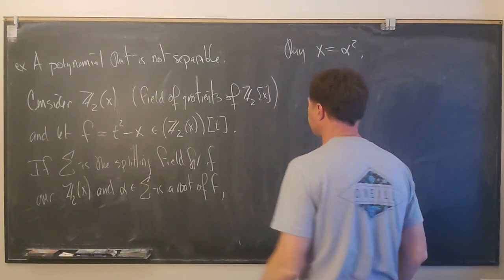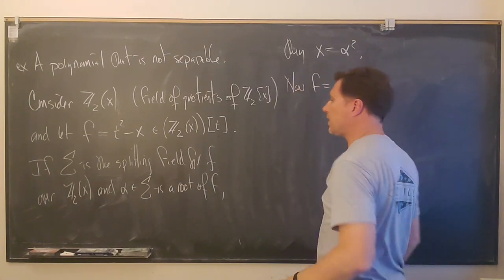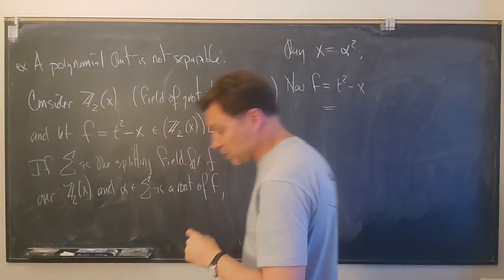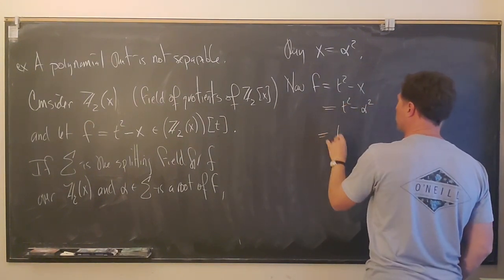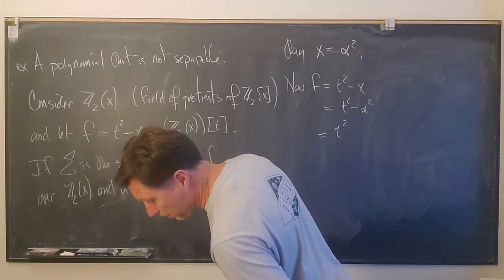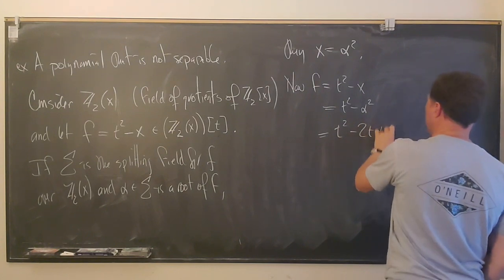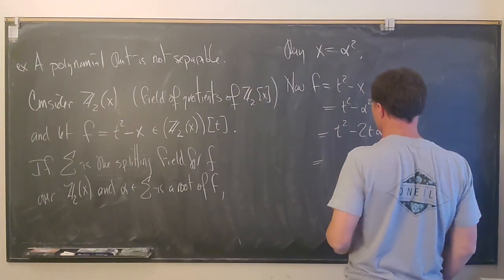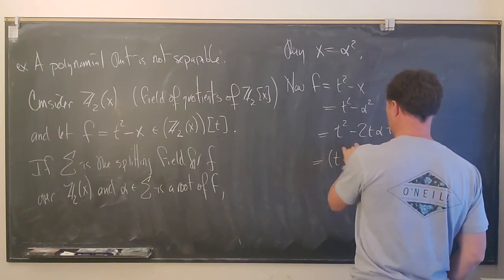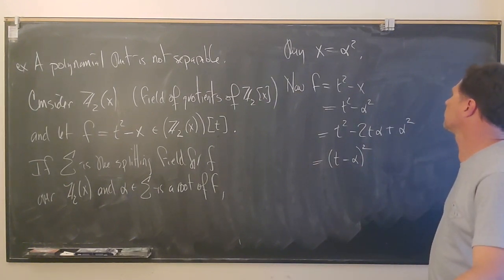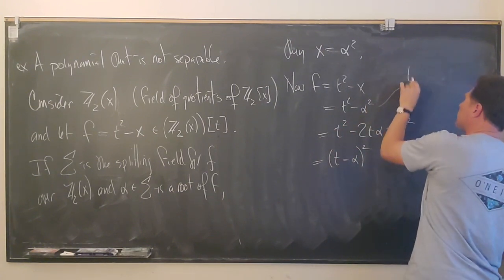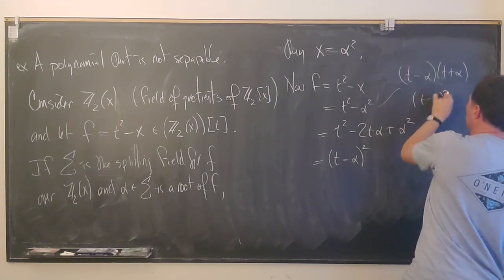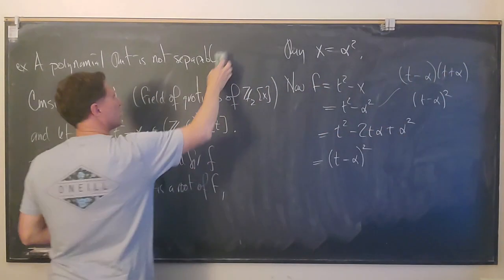So now f, that's equal to t squared minus x, which equals t squared minus alpha squared, which equals t squared minus 2t alpha plus alpha squared, right? We're in characteristic 2, and so plus and minus mean the same thing. And then this is equal to t minus alpha quantity squared. I could have done this extra step differently. I could have written t minus alpha, t plus alpha, and then remembered that minus is the same as plus, so this is t minus alpha quantity squared. Either way gets the job done, but the thing I just realized is quicker.